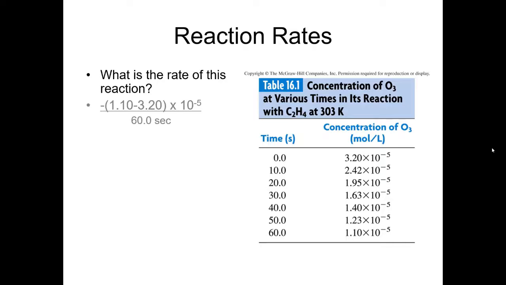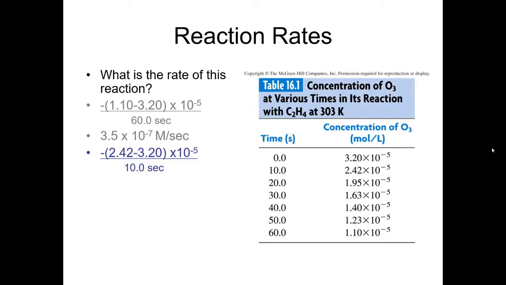So am I going to use this 1.10? No. I'll definitely use the first one. What other one? I'm going to use this 2.42. Okay. How many seconds will I divide by? Just 10 seconds. Okay, so I'm not doing the overall. I'm dividing by 10 seconds. And so I end up with 7.8 times 10 to the minus 7.